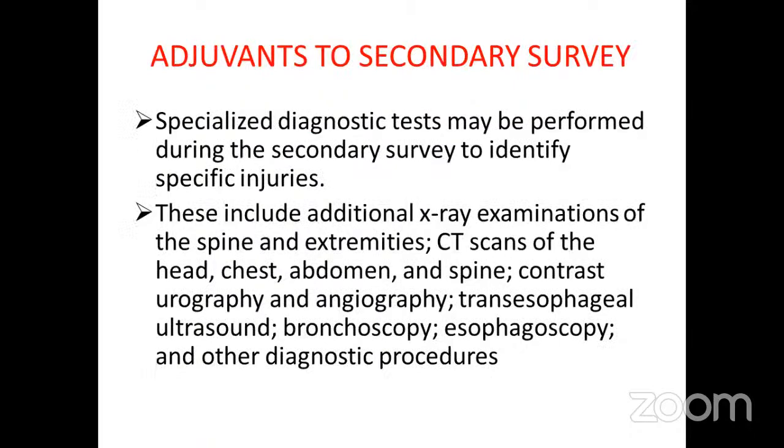And coming to what the adjuvants of the secondary survey are, as we have already discussed the primary survey adjuvants. In secondary survey adjuvants, we have X-ray examination of the spine and extremities. The CT scans usually come under the secondary survey. The CT scan of abdomen, chest and spine, and the contrast urography, angiography, bronchoscopic and esophagoscopic procedures, these are all done after the secondary survey.